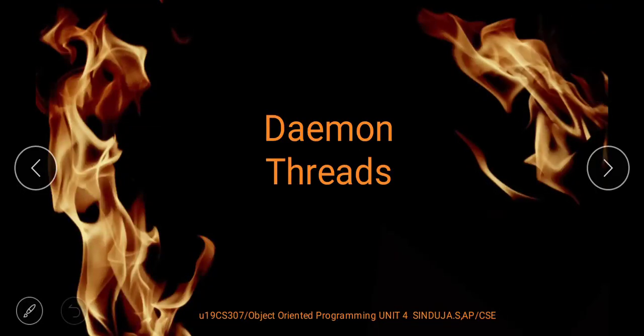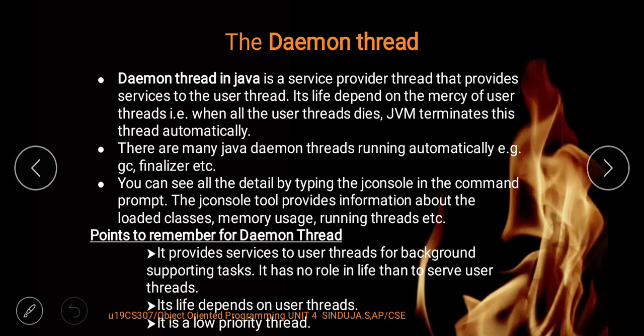So, daemon threads. What is a daemon thread? A daemon thread in Java is a service provider thread, which is a leader thread that provides tasks to other kinds of threads, which you call daemon threads. Its life depends on the mercy of the user.